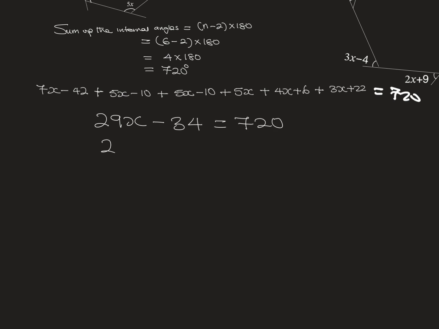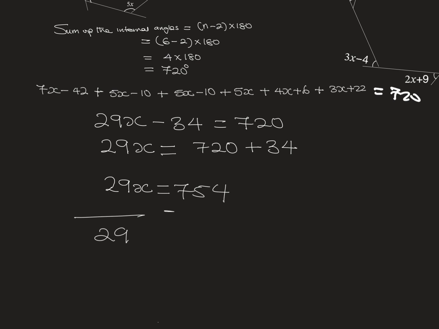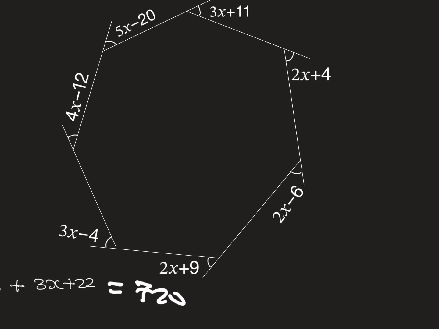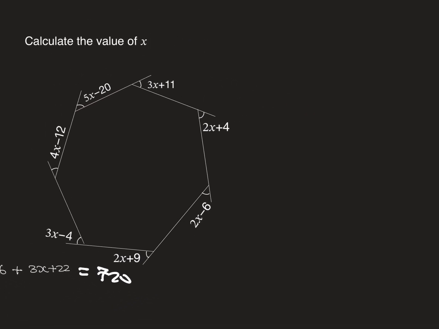So 29x is equal to 720 plus 34. 29x is equal to 754. So to find x, I divide both sides by 29. x is equal to 26 degrees. So that is the value of x. Moving on to the next question.